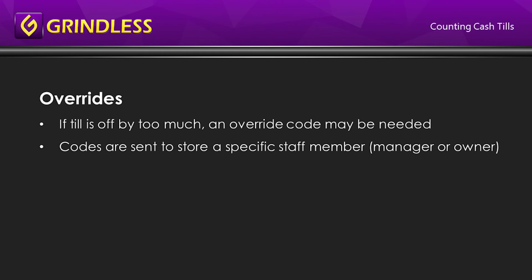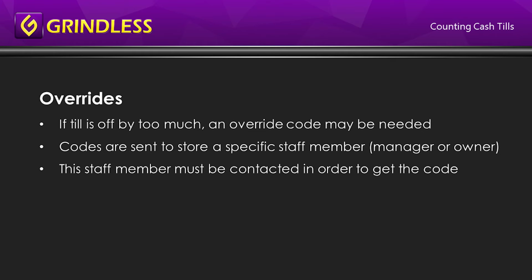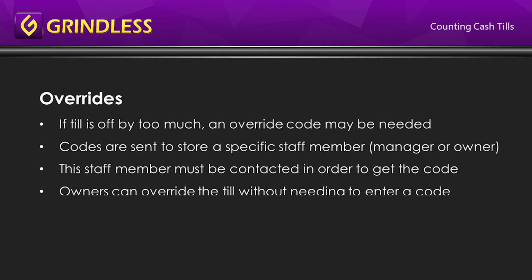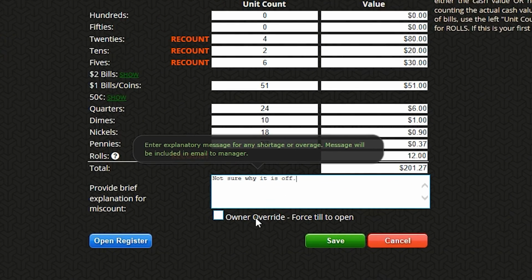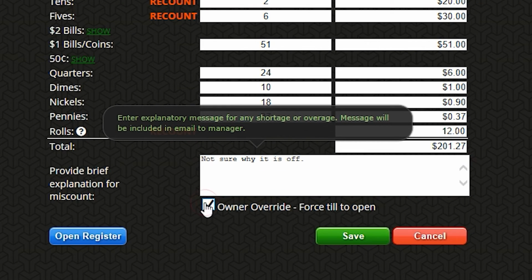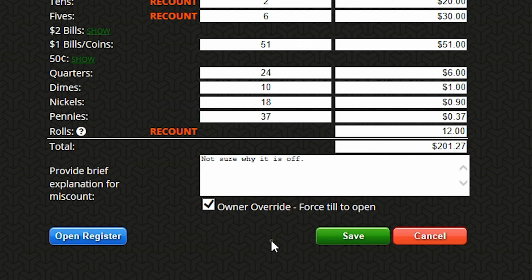If this feature is enabled, then an override code will be sent in the form of a text message to a specific person who works at your location. This person must be contacted before the POS will allow you to finish the cash till count. If the account you're logged in under has owner privileges, then you will be able to skip providing this code and instead have the ability to click a checkbox indicating that you would like to force an override to happen.